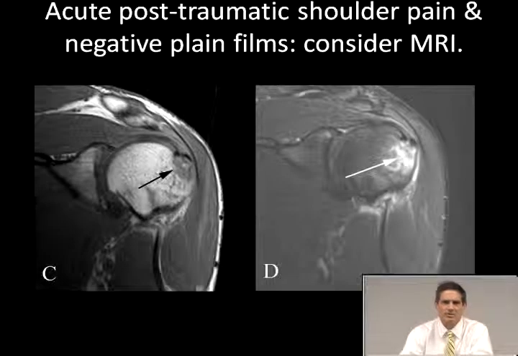Here are MR pictures, marked C and D. The T1 weighted image on our left shows you a black arrow located at the so-called bone marrow edema pattern or contusion pattern there in the humeral head, the base of the tuberosity. D is a T2 weighted image showing striking bone marrow edema in the same location.